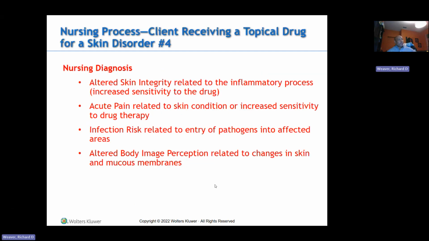These are the appropriate nursing diagnoses, and this is what I want you guys to really focus on for your exams, so that you know how we implement these different interventions. So we have altered skin integrity related to the inflammatory process, for example, increased sensitivity to the drug. Acute pain related to skin condition or increased sensitivity to drug therapy. Infection risk related to entry of pathogens into the affected areas, especially broken skin. Altered body image perception related to changes in skin and mucous membranes is another appropriate nursing diagnosis.